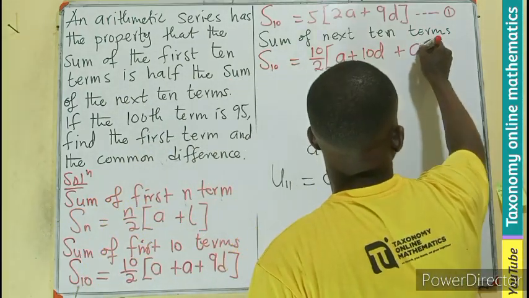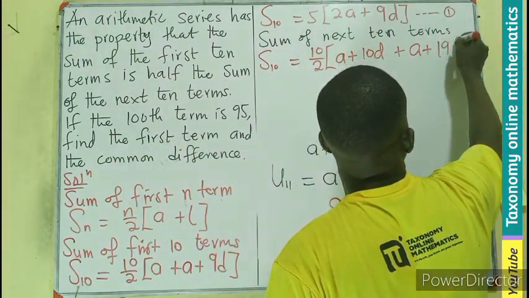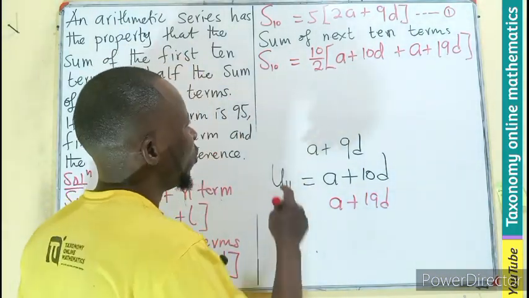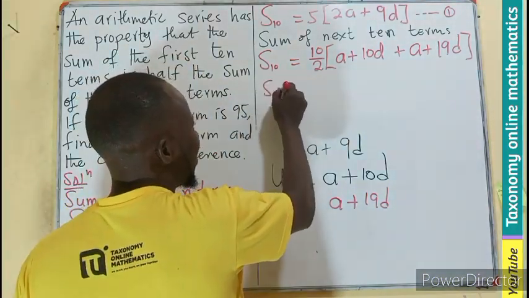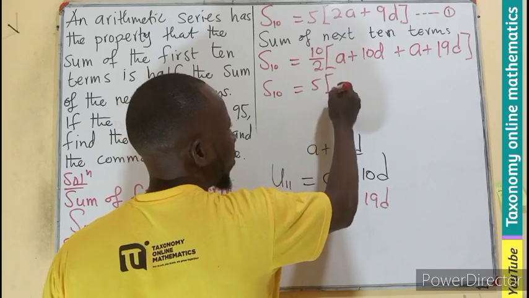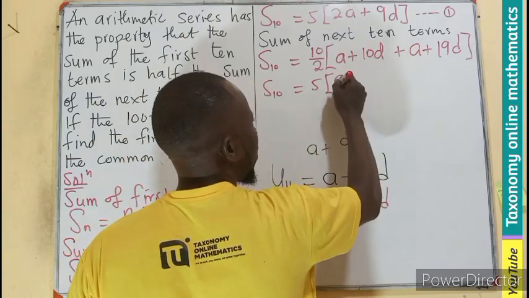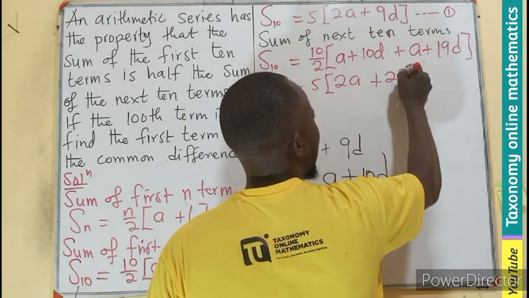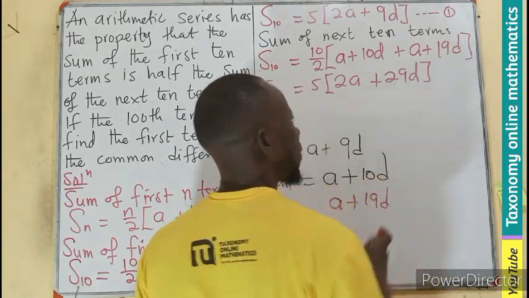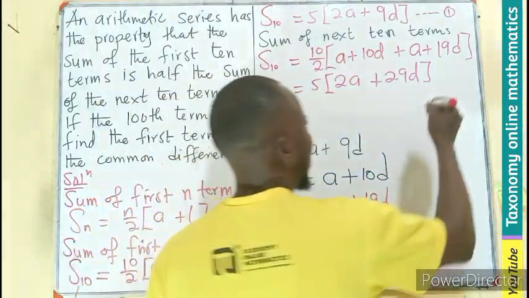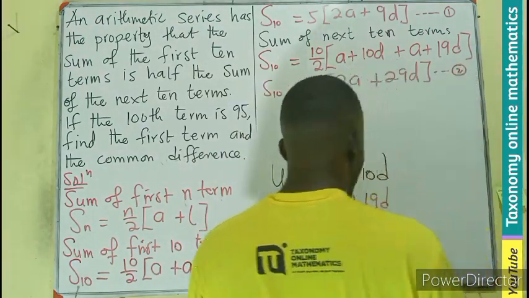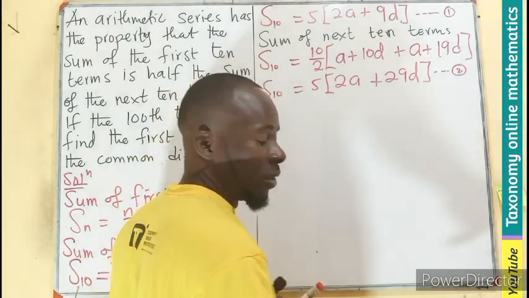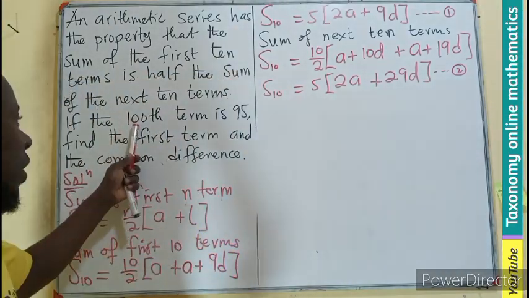That will be a plus 19d. So per simplification, we can also say that S10 equals 5 times (2a plus 10 plus 19), which is 5(2a + 29d). So let's label this as equation 2. The information from the question is almost true, with the exception of this.